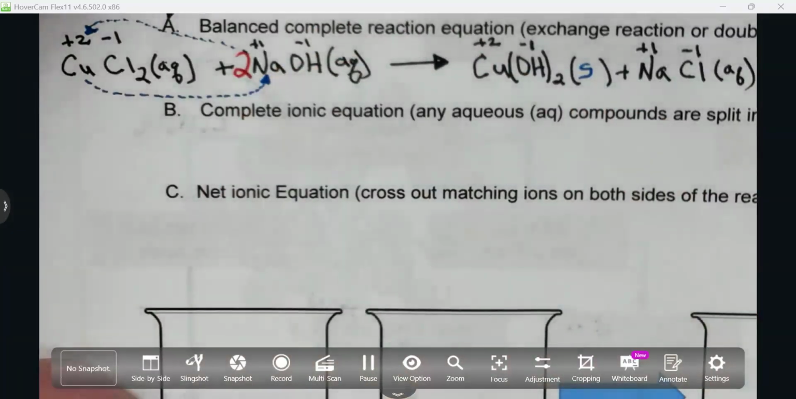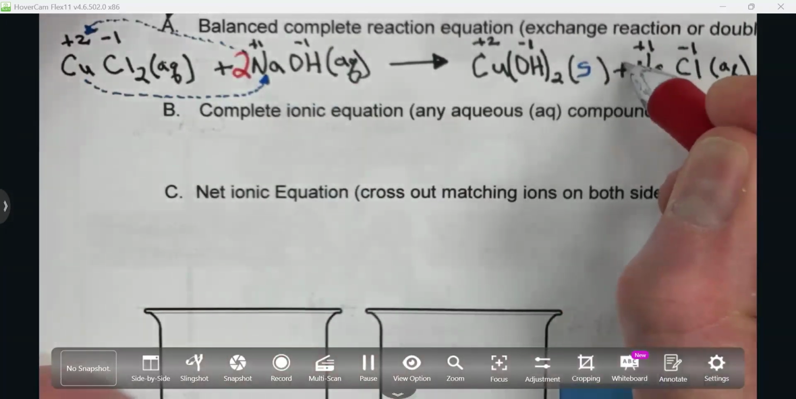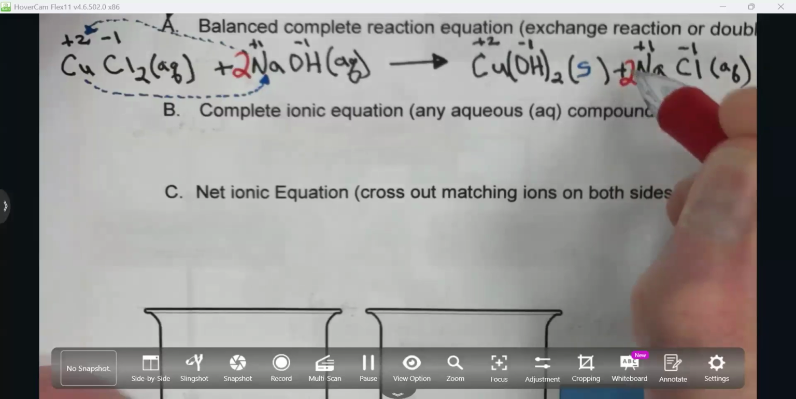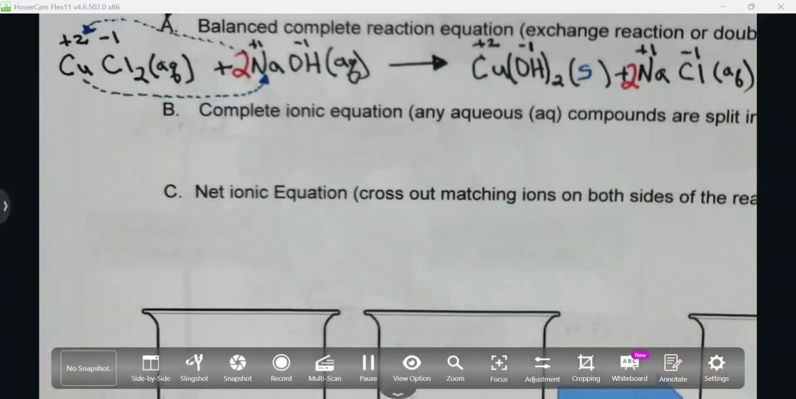That would give us 2 hydroxides. That gives us 2 sodiums. So we have to put a 2 there as well. I think that's balanced. Okay.